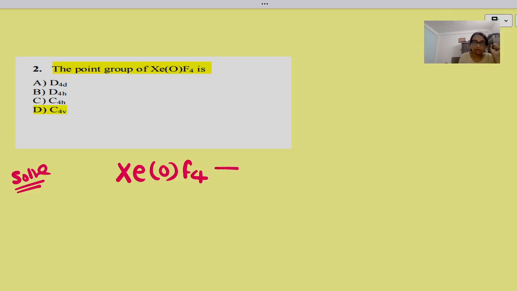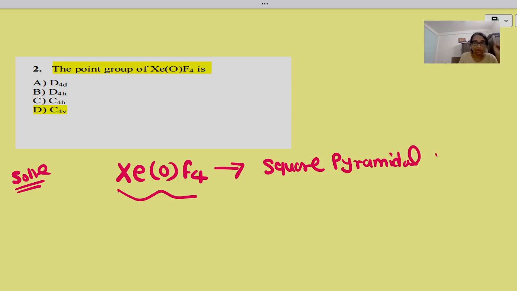First, we will find the geometry of the compound, because according to point group theory, you find the point group on the basis of the geometry of the compound. In this compound, the geometry is square pyramidal. You can find this with the help of the hybridization of the central atom xenon. So it is the square pyramidal geometry.